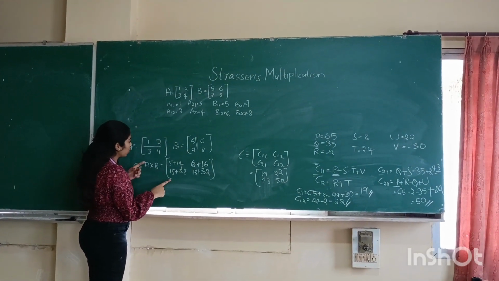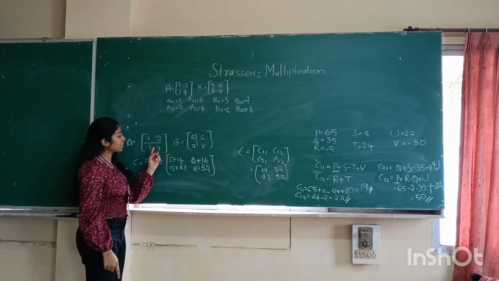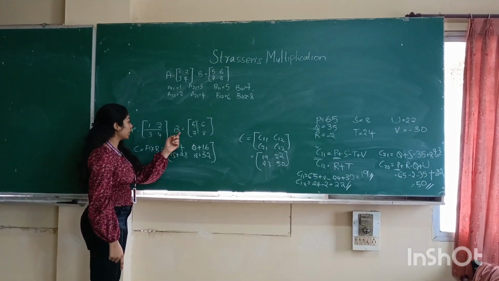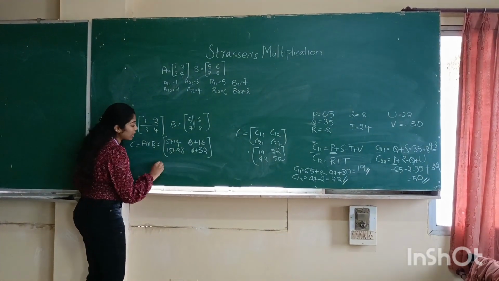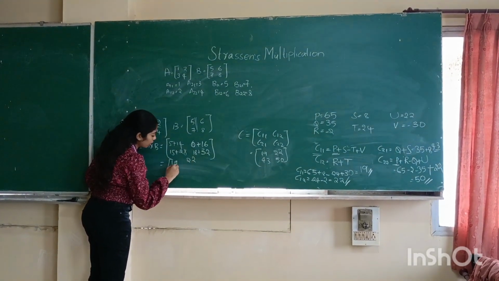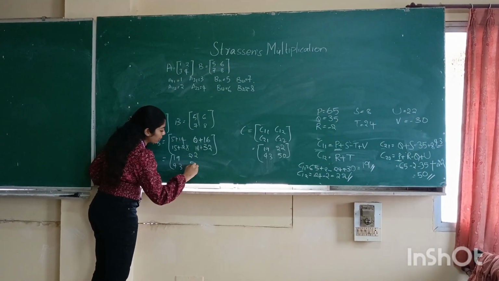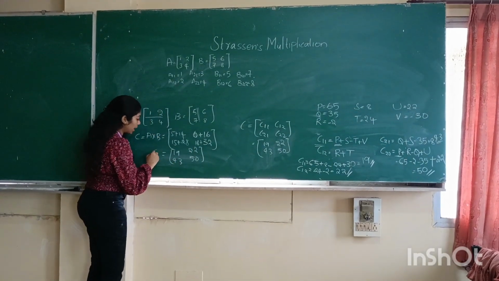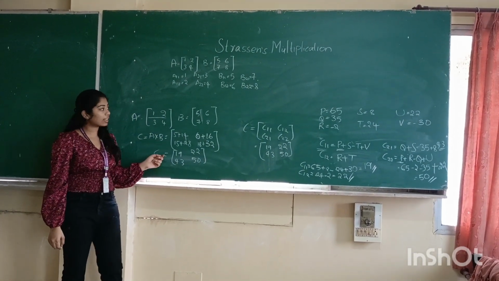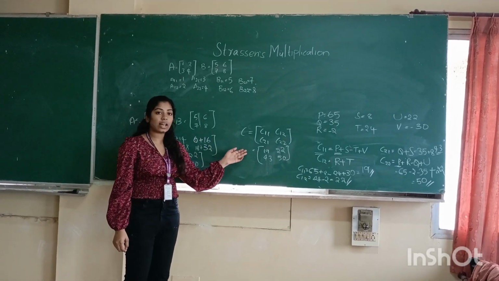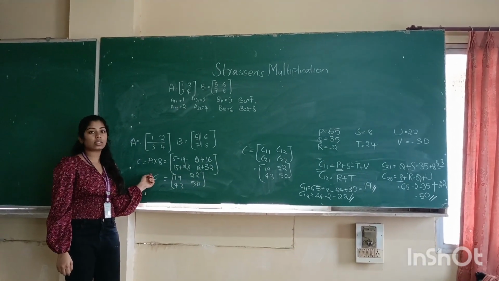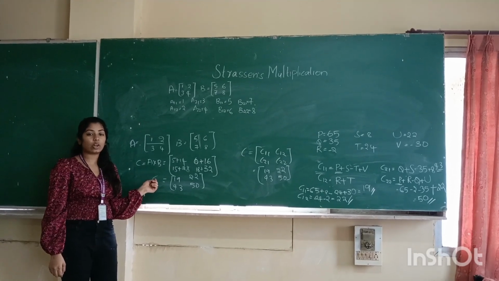And coming to C21, 3 into 5 plus 7 into 4. And C22 will be 6 into 3 plus 8 into 4. So the final resulting matrix will be 19, 22, 43 and 50. So as you can see, the resultant matrix which we got in the traditional method and the resultant matrix which we got in Strassen's are both the same. So it is efficient to choose Strassen's multiplication because of the time complexity.